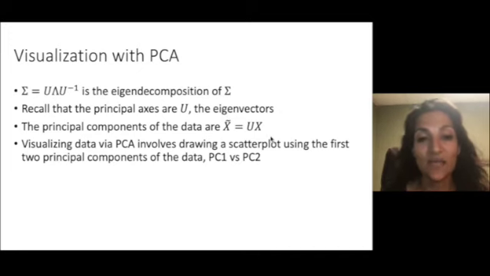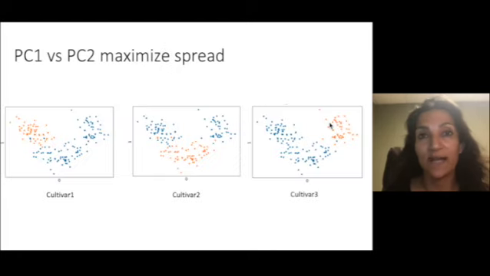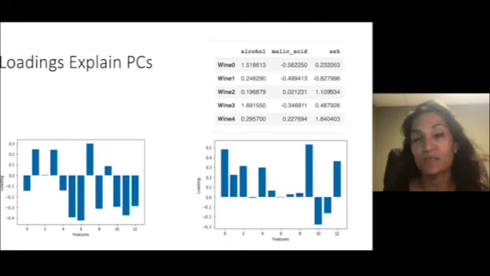And then visualizing the data involves drawing a scatter plot with PC1, or the first principal component, on the x-axis, and PC2, the second principal component, on the y-axis. This is a PCA plot of the wines dataset. Here we see that the three labeled cultivars are actually very well separated. Moreover, we see a high degree of separation between groupings in the data in a way that maximizes the spread of the data.